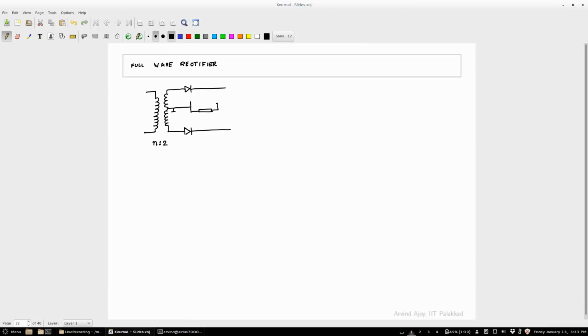I have another diode which will conduct in the negative cycle. Sorry, this diode conducts in the positive half cycle. This diode conducts in the negative half cycle. Both of them drive a load. So far we had only put the resistor, right?